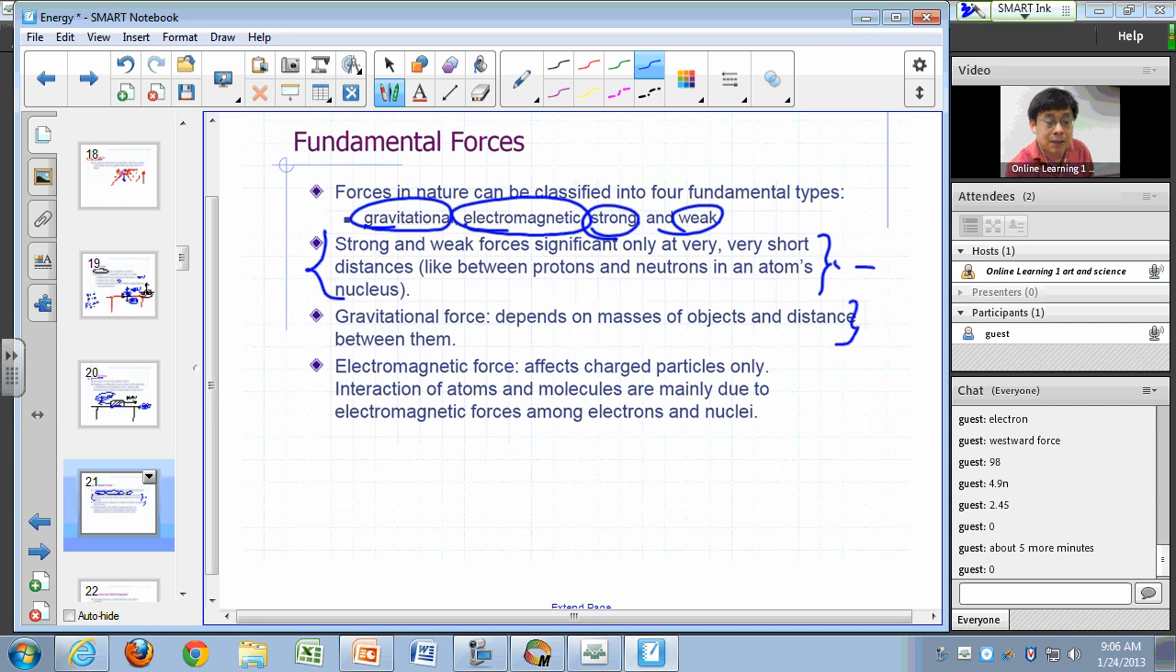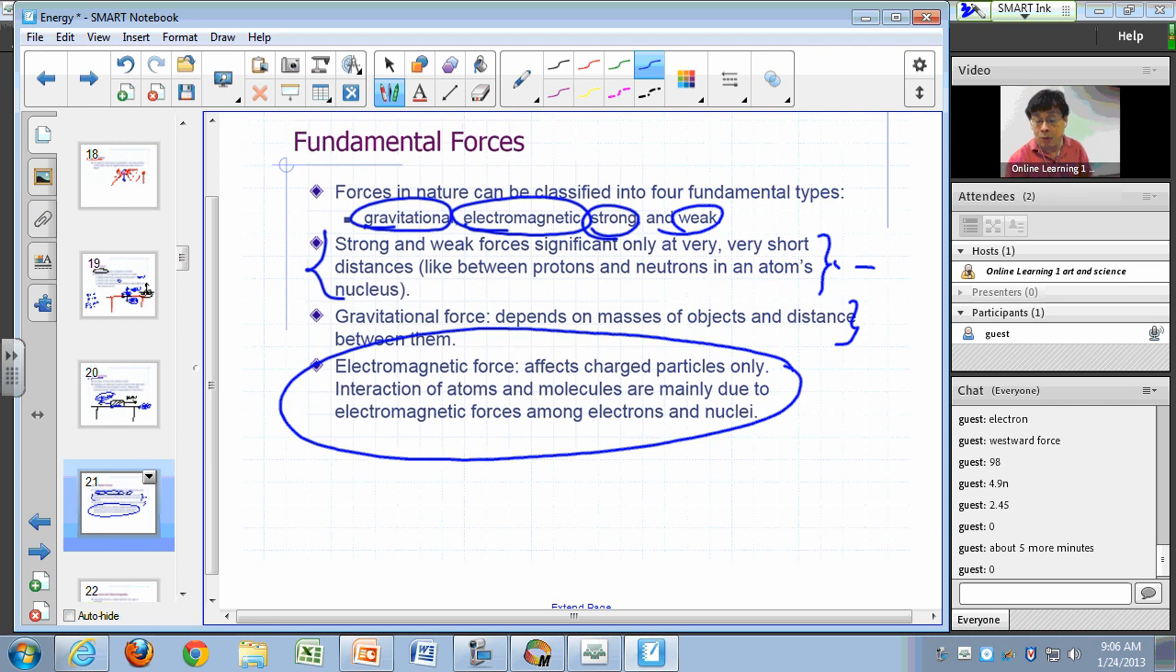Gravitational force, like I said, depends on the masses of the objects and the distance between them. And electromagnetic force is really the most important type of force we deal with in chemistry, because these are the forces that charged particles exert on each other. So these are the forces that protons and electrons exert on each other. If you want to understand the interaction of atoms and molecules, the movement of atoms and molecules, how they behave, you have to understand electromagnetic force. So that is primarily the type of force that we deal with in chemistry.